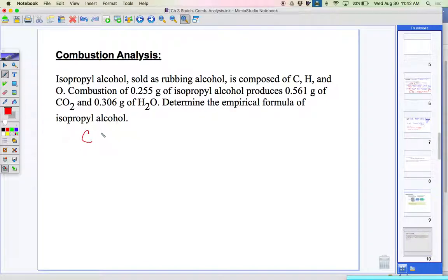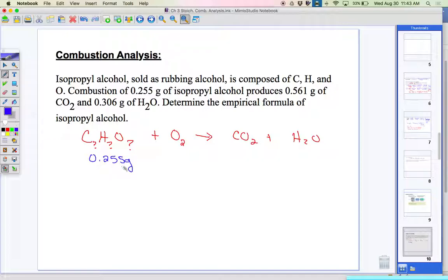Isopropyl alcohol has C, H, and O, but we have no earthly idea what these numbers are down here, right? Because I don't know what isopropyl alcohol is, do you? Okay, that's the point, we're not supposed to know what it is yet. It's combusted. Combusted means that it reacts with oxygen, and it produces carbon dioxide and water, right? I'm just simplifying the word problem so you can digest the problem.